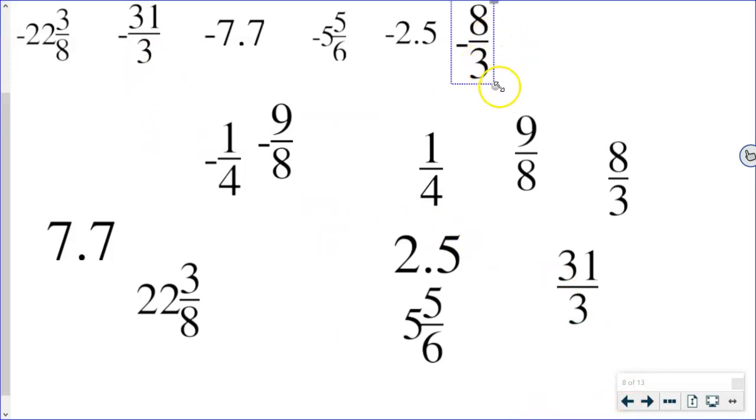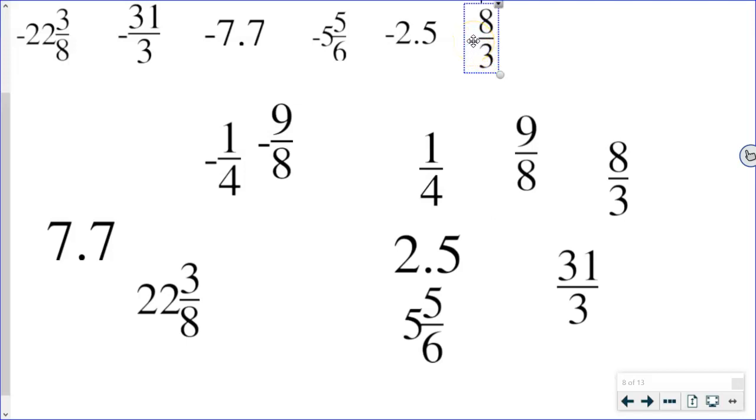Negative 8/3. Good. Now, again, let's think about what this means. Eyes on the screen. Ignore the negative for just a second. This is 8/3, meaning we have 8 slices of pie. It takes 3 to make a whole. How many wholes do we have then? We have 2 wholes. How many extra slices do I have after I've made those 2 wholes? 2 more. So 2 2/3.